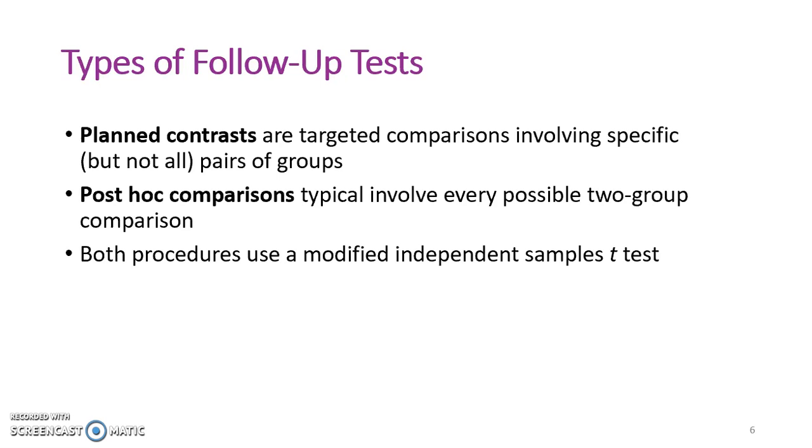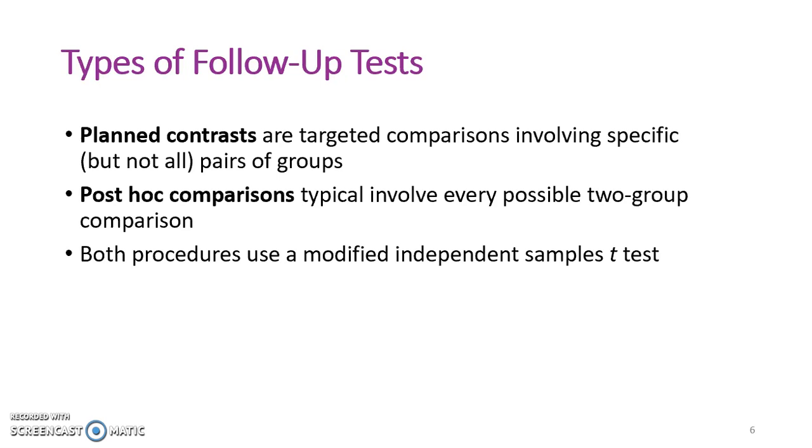There are two big types of follow-up tests that we hear about. There are planned contrasts, and planned contrasts are targeted comparisons where we compare specific pairs of groups, but not necessarily all of the pairs of groups. This is when we have some sort of a priori hypothesis about which groups might differ. Now, if we don't have hypotheses about how the groups are going to differ, we would do post hoc comparisons.